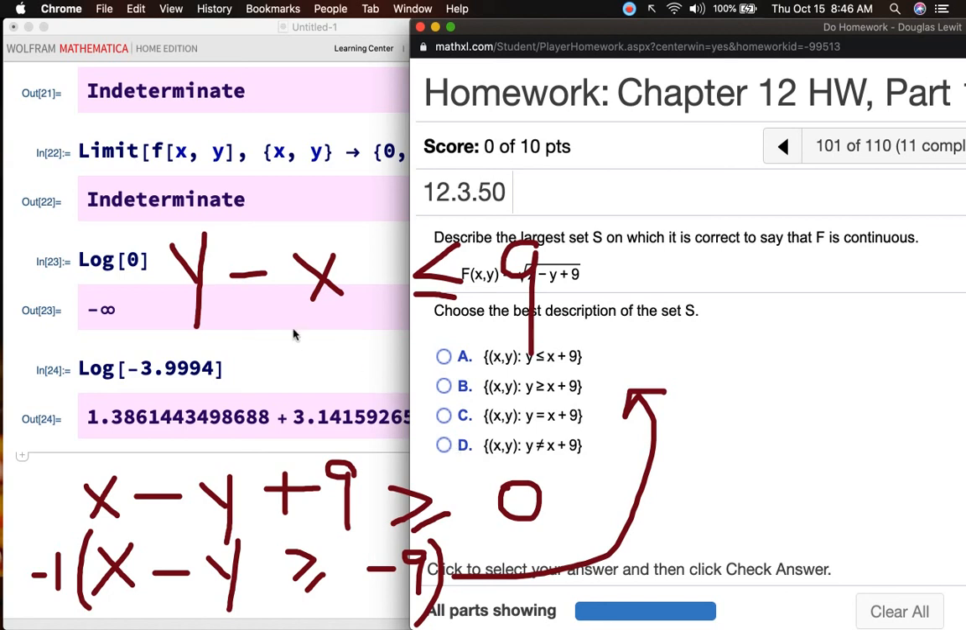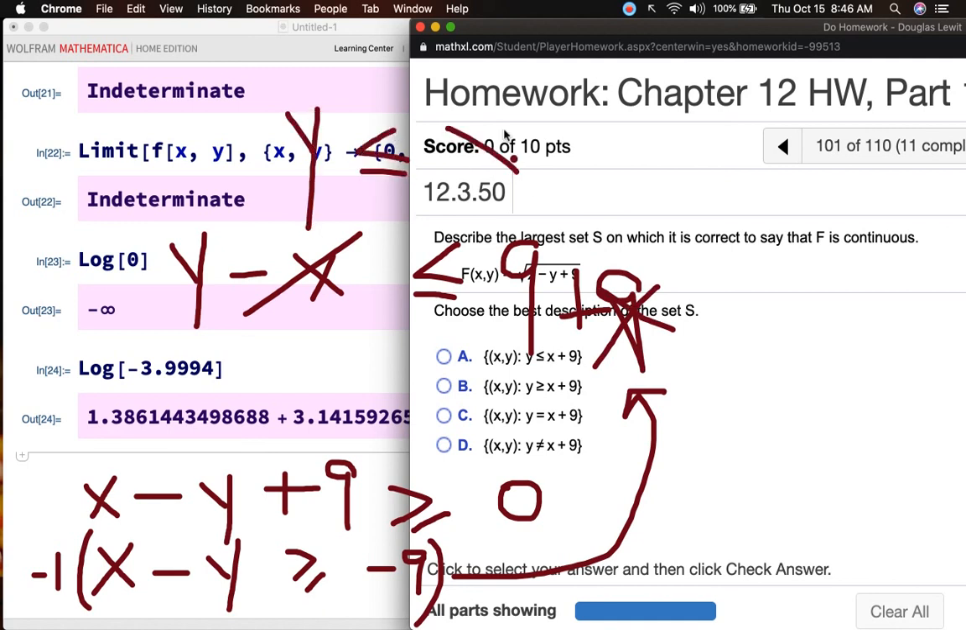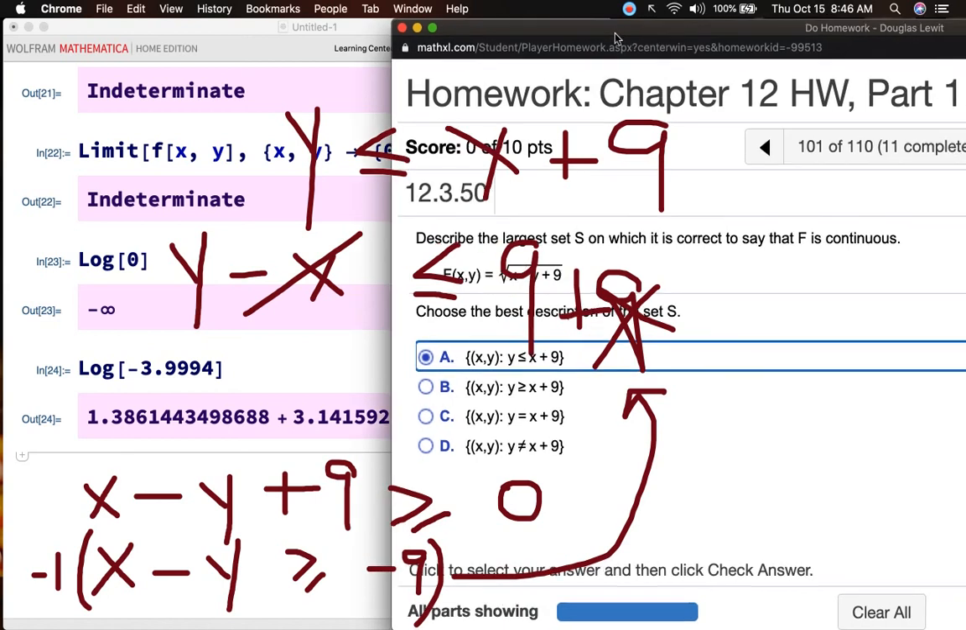So let me see. Well, and then of course you can do this. I think what they're looking for is 9 plus x. Actually, wait, that's getting a little messy. Okay, y is less than or equal to x plus 9. Y is less than or equal to x plus 9. And let me see here. It's going to be option A or choice A.